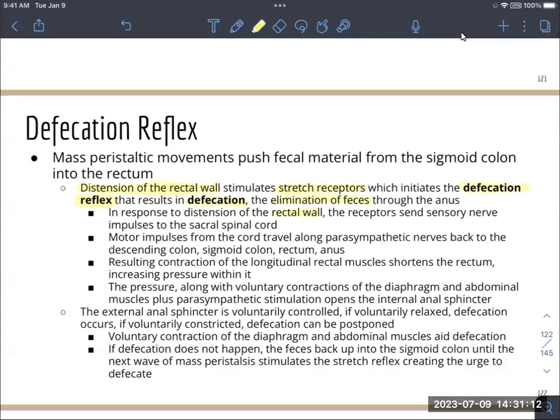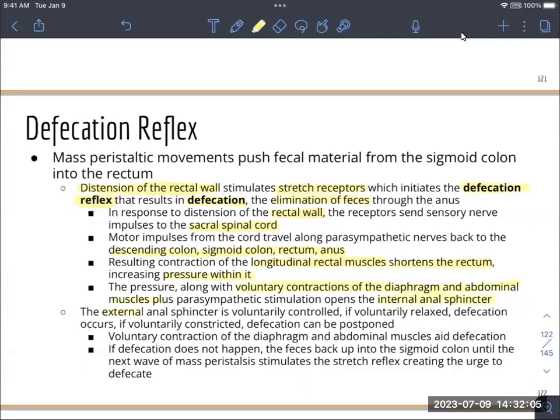So when that rectal wall starts to stretch, those receptors are actually going to send information into that sacral spinal cord. Impulses from that cord go on those parasympathetic nerves that go to the descending colon, the sigmoid colon, the rectum, and the anus. And that causes contraction of those longitudinal muscles, those anal columns, to shorten. And that causes pressure. That pressure, with contractions of the diaphragm and the abdominal muscles, stimulates that internal anal sphincter to open.